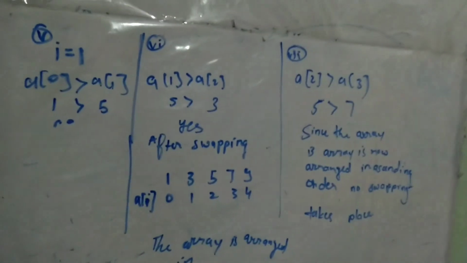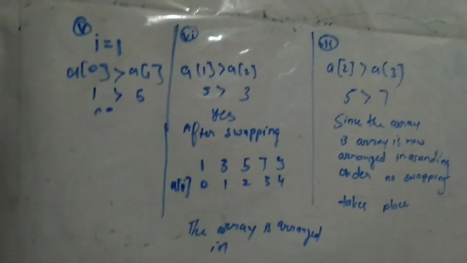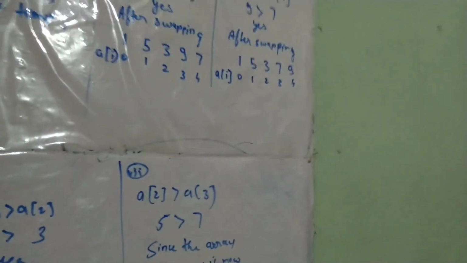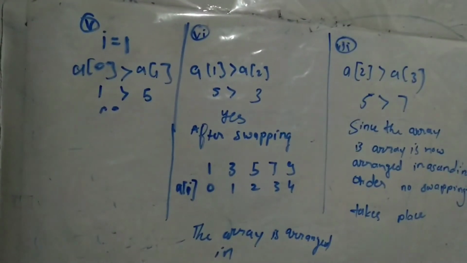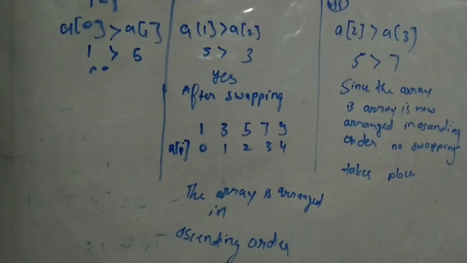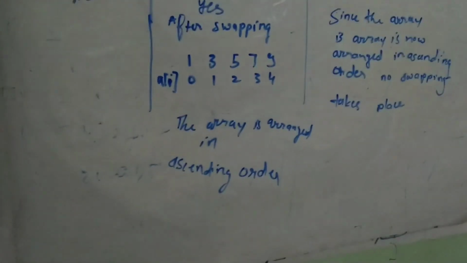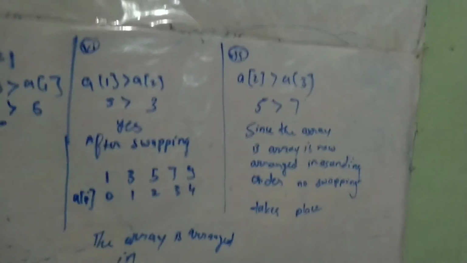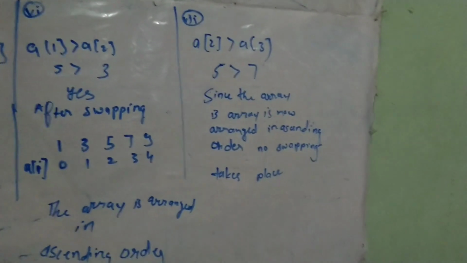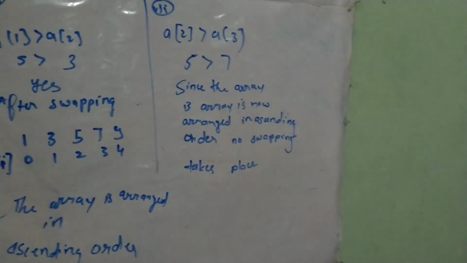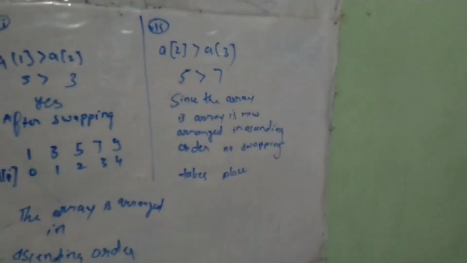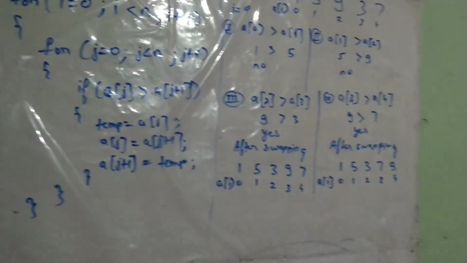Now moving to the sixth case, a of 1 greater than a of 2. Now you can see a of 1 here is 5, so 5 is definitely greater than 3, so yes. And after swapping you can see 1 3 5 7 9. Yeah, the array is arranged in ascending order. You can see that even if it moves on, since the array is arranged in ascending order, no swapping takes place. So this is the bubble sort algorithm. So I hope this makes it clear. So thank you.